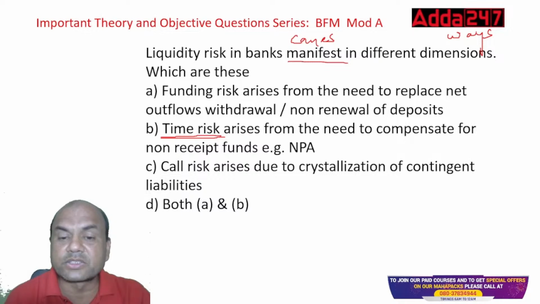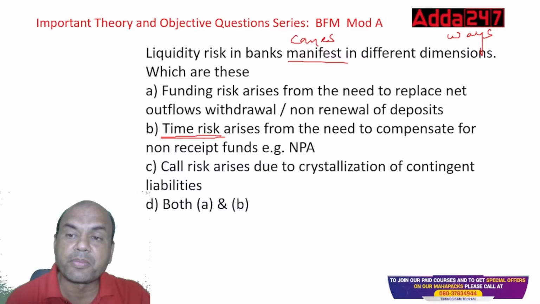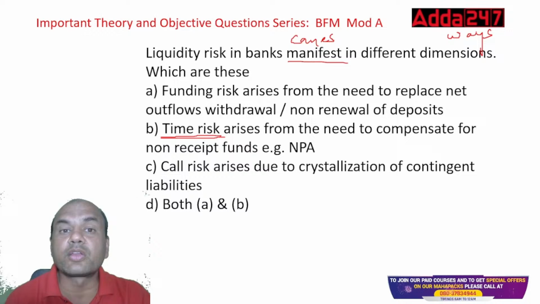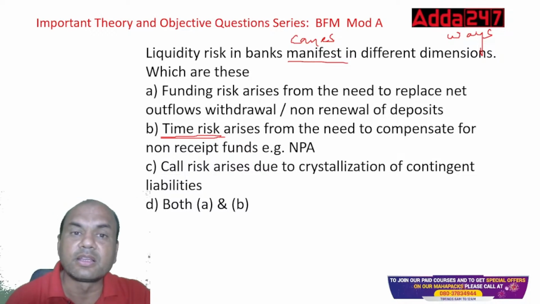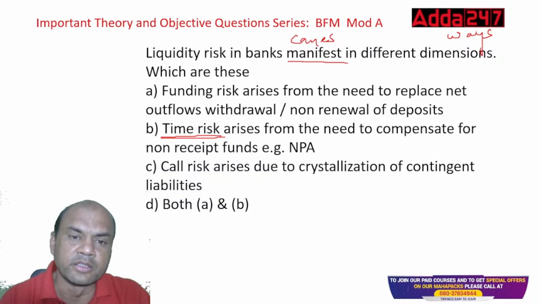Call risk arises due to crystallization of contingent liabilities. Contingent means something which was not expected to come, or future transactions, like bank guarantee, LC. These are all contingent.